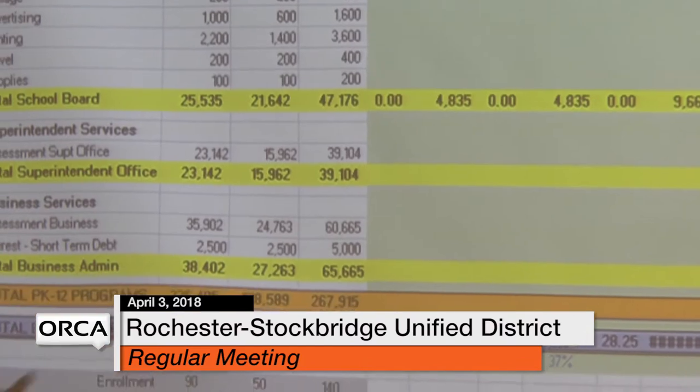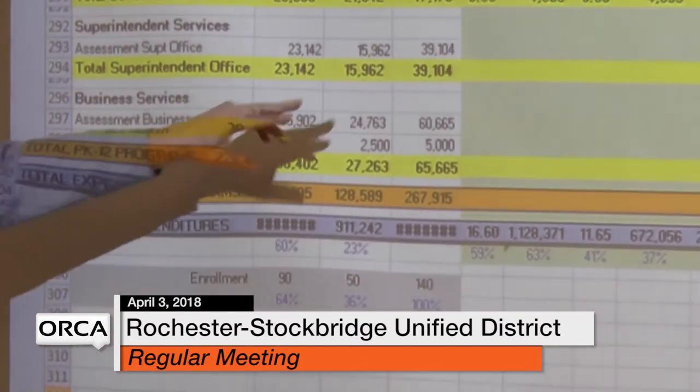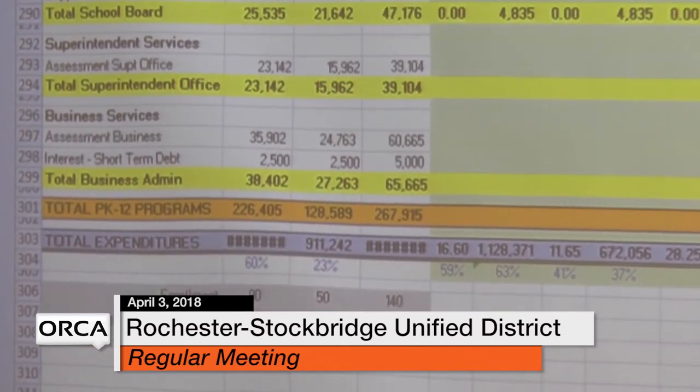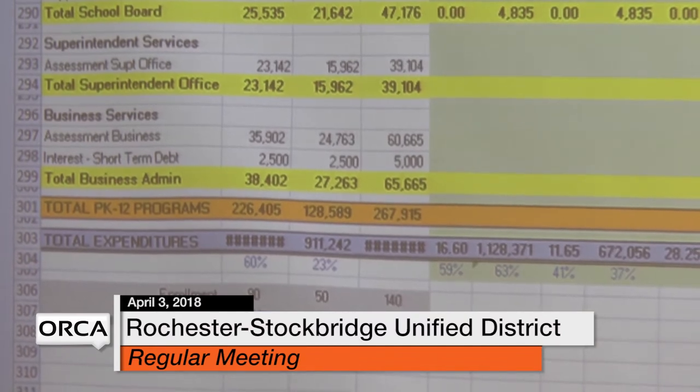When we pull apart the services that the district gets from the central office, what's left for the cost of the superintendent is just $39,000, and you can't even get a decent car for $39,000. So don't even go there.